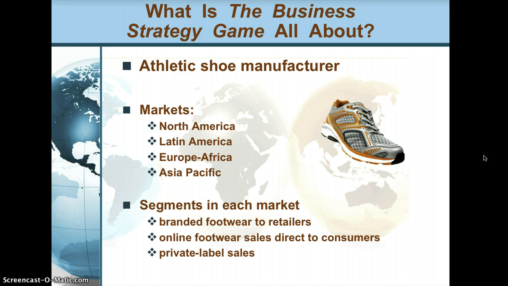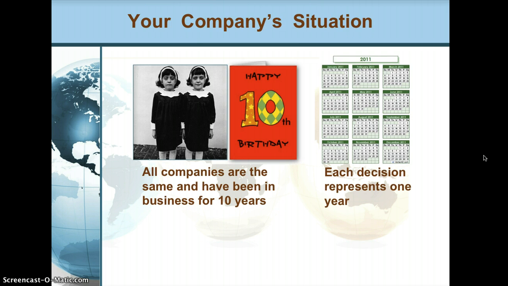Well, this business strategy game is about you running a corporation that is an athletic shoe manufacturer. You compete in markets around the world. In fact, there are 4 specific markets: North America, Latin America, the Europe-Asia market, and the Asian-Pacific market. And then there are segments within each market. There's the branded footwear that you would sell to retailers. You can sell your footwear online directly to the consumers, or there's private label sales. So there are a total of 12 market segments, 4 geographic segments, each for branded footwear to retailers, for online footwear sales direct to consumers, and for the private label sales.